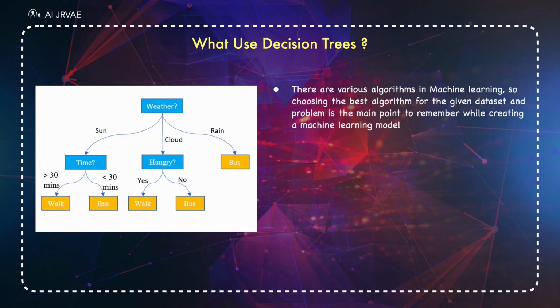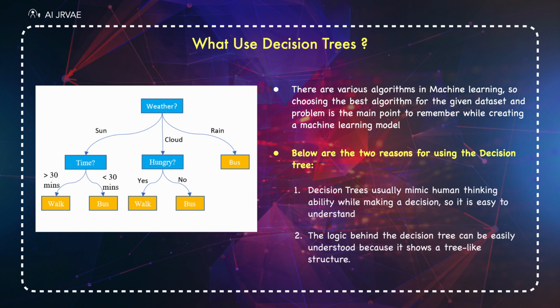Why use decision trees? There are various algorithms in machine learning, so choosing the best algorithm for the given dataset and problem is the main point to remember while creating a machine learning model. Below are the two reasons for using the decision tree. Decision trees usually mimic human thinking ability while making a decision, so they are easy to understand. The logic behind a decision tree can be easily understood because it shows a tree-like structure.